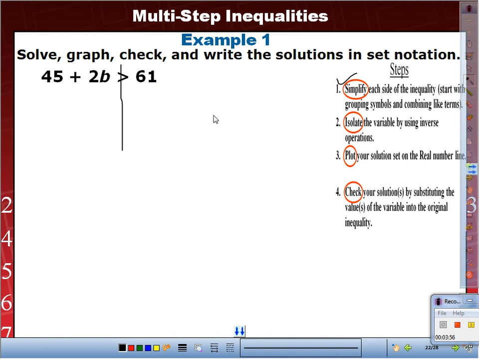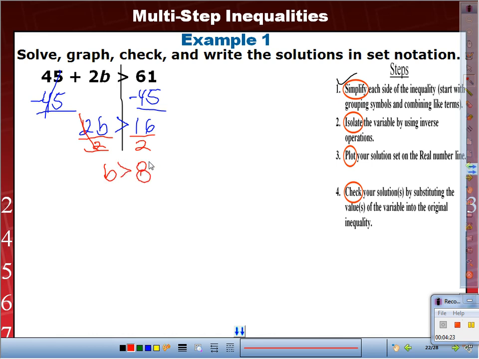Step 2 is isolate. We need to leave the variable by itself. So what do I do to this side, everyone? Minus 45, minus 45. We're left with 2b greater than 16. Are we done isolating? No. Divide by 2, divide by 2. b is greater than 8. Okay, did we solve? Yes.